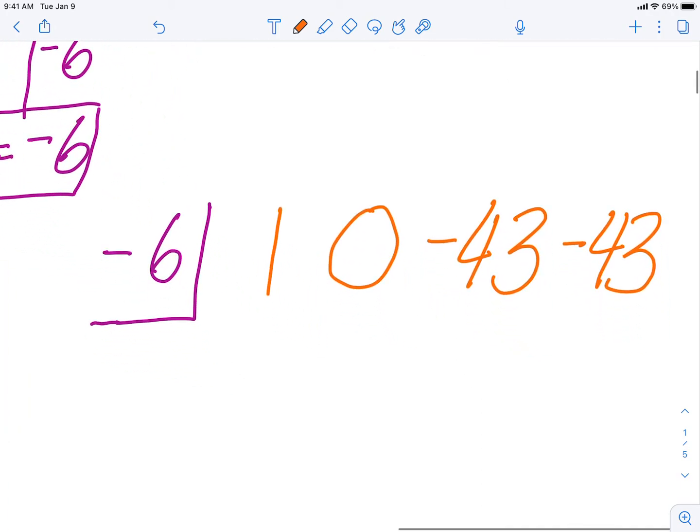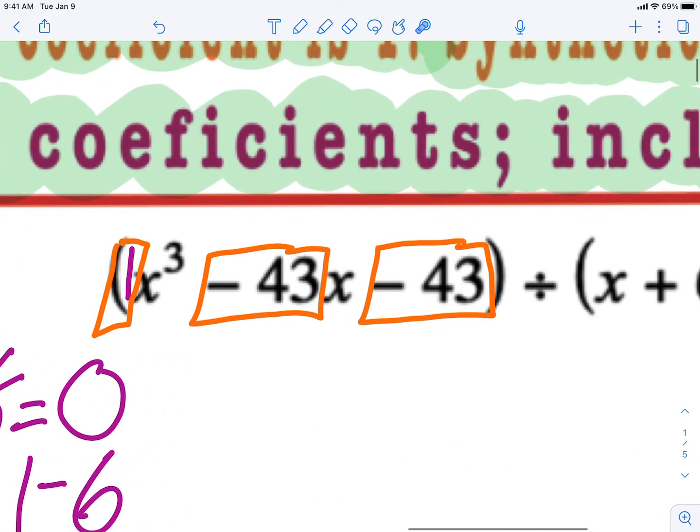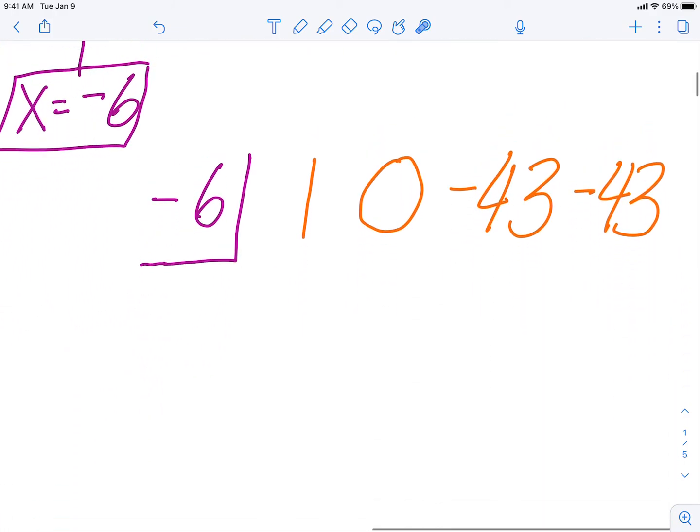So I have to include the 0, kiddos, here. I have to include it because this is x to the power of 3, x to the power of 2, x to the power of 1, no x. In order. X to the power of 3, invisible somewhere over here, x to the power of 2 is 0, x to the power of 1, no x. So I have to include that 0 there.